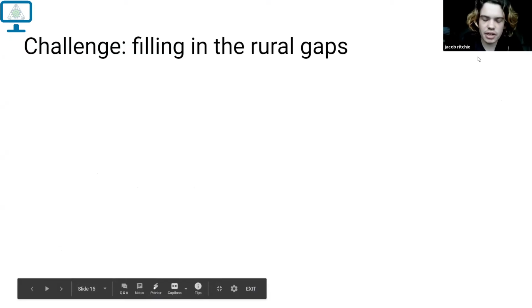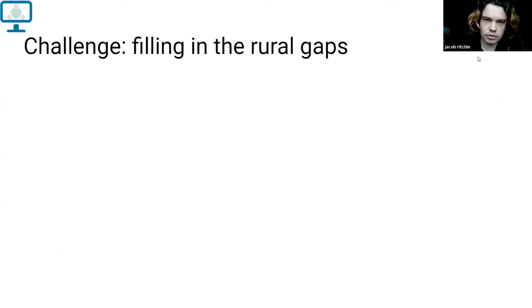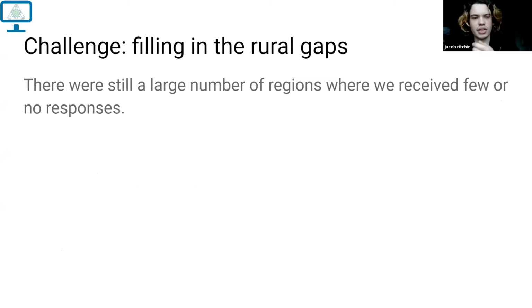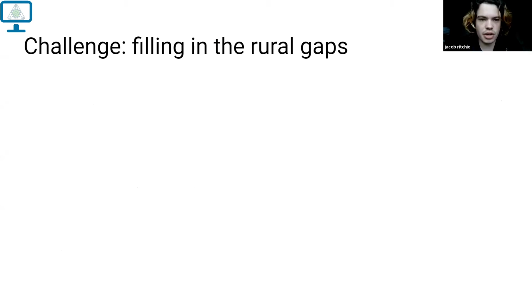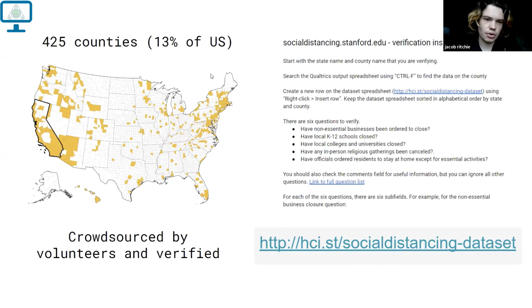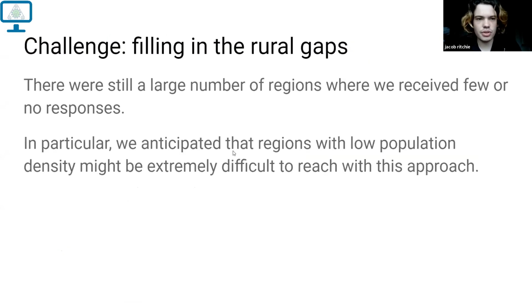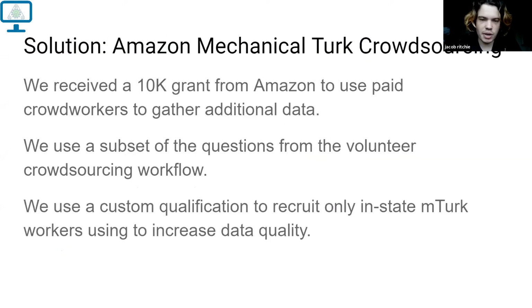We were able to gather data for a large number of counties, but not near 100% coverage. And one of the issues with this is that regions with low population density, or regions where people are not reachable by our social networks that we are using to promote it, so there's a lot of empty spaces in the middle of the country, might not be reachable with this workflow of volunteer crowdsourcing. So the thing after about a month that we pivoted to was looking at Amazon Mechanical Turk, which is a paid crowdwork platform, to possibly fill in these gaps.